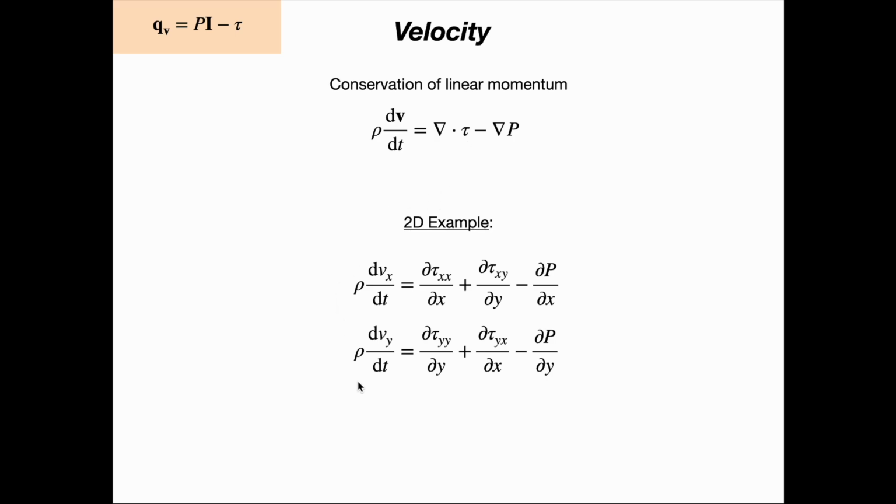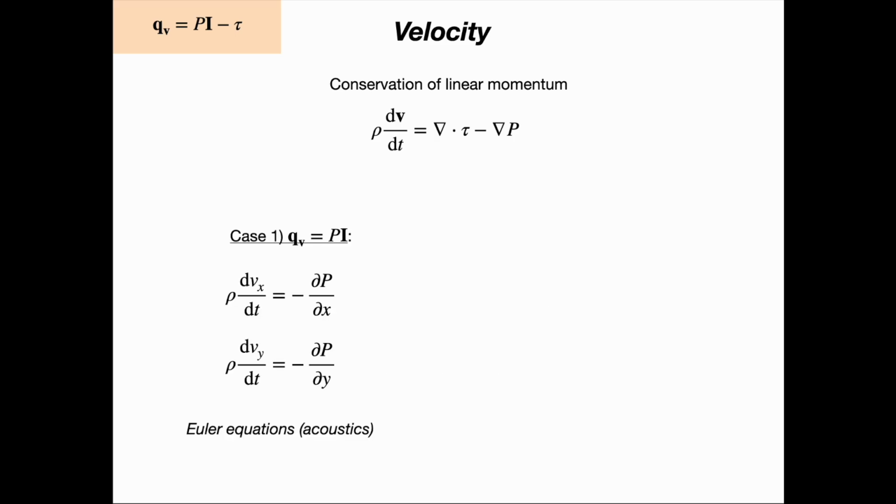So one can make a 2D example for this equation, so we can simply formulate them. We will have rho dvx dt is equal to d tau xx dx plus d tau xy dy minus dP dx for the x component. Now for the y component of the equation, we have rho dvy dt equals d tau yy dy plus d tau yx dx minus dP dy. This is how to formulate this equation for 2 dimensions here.